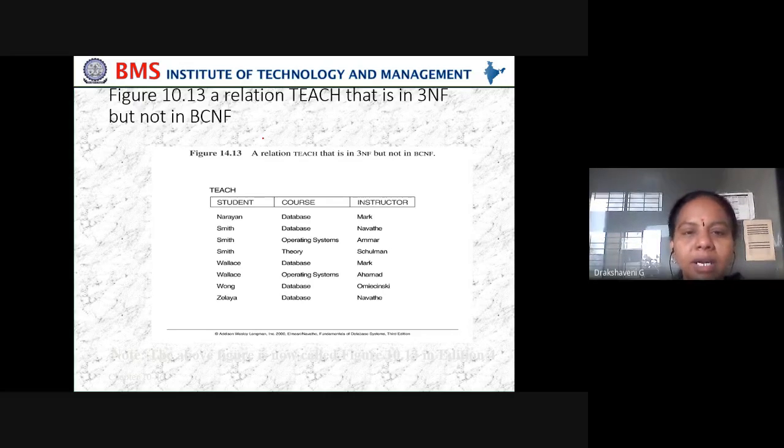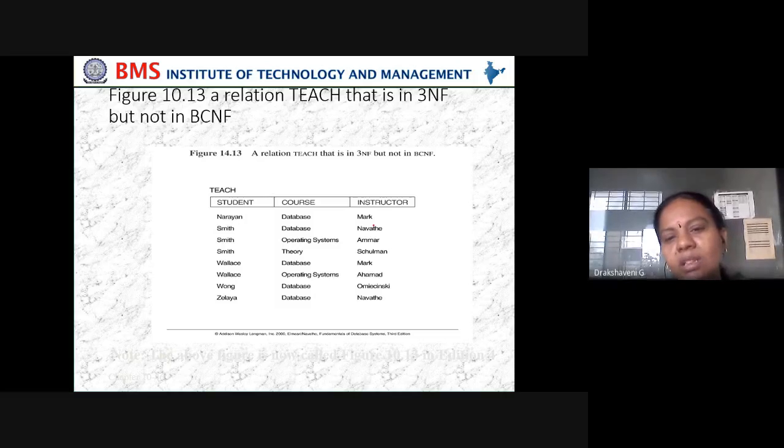So let us take a relation Teach that is in 3NF but not in BCNF. In the table Teach we have columns called student, course and instructor. Student names: Narayana, Smith. In the same way, course: Narayana has taken DBMS, Smith has taken DBMS, Smith has taken operating system, Smith has taken theory. Like this, all the courses.